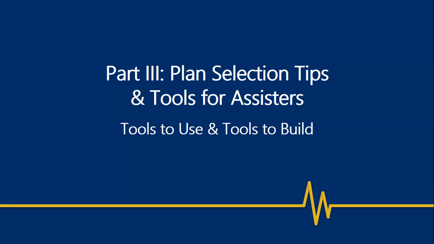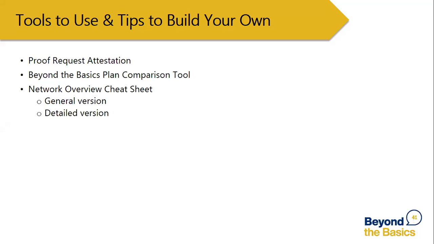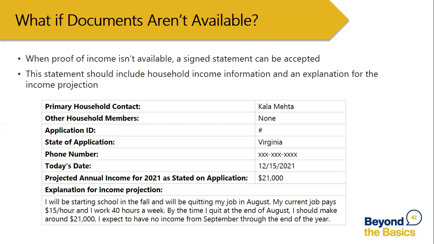Okay. So I'm going to talk a little bit about a couple of tools, and then we'll get to questions. The tools I'm going to discuss are laid out here. The first, unfortunately, has nothing to do with plan selection, but I just want to reiterate it because we've seen so many issues with clients struggling with proof requests. There's a really beautiful Beyond the Basics plan comparison tool I'm going to encourage you to make use of. And then finally, I'll give a bit of an overview of our network cheat sheet tool.